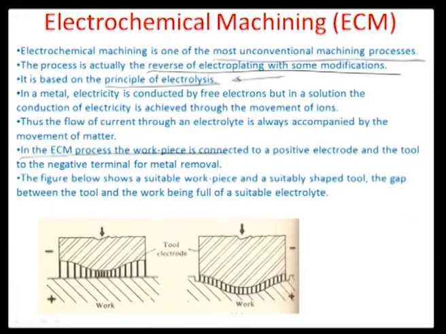And this movement of current in an external circuit should be balanced by the movement of charge carriers or ions in the solution for creating a continuous state of operation. And so electrochemical machining establishes that kind of continuous operation, where charge carriers in the solution are neutralized by the electrons and holes carried in the external circuit of such a process. So as you can see here in the slide, in the ECM process, the workpiece is connected to the positive electrode, so it is made the anode, and the tool to the negative terminal for the metal removal. So that is conventionally followed in some of these processes.